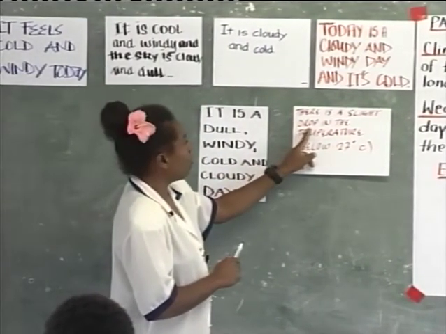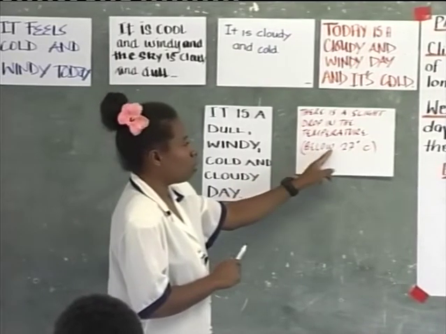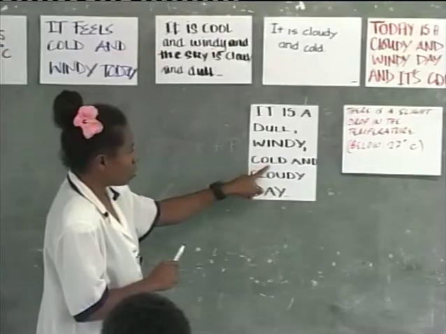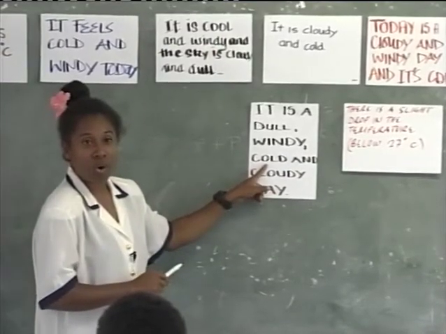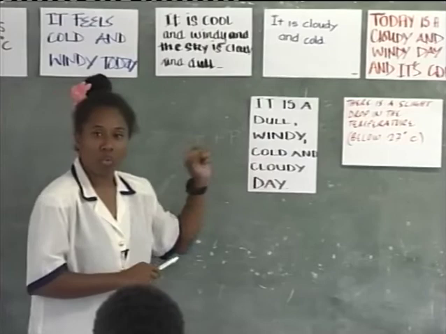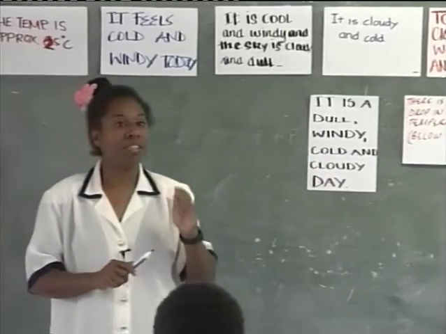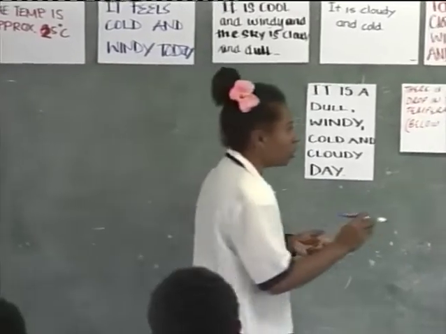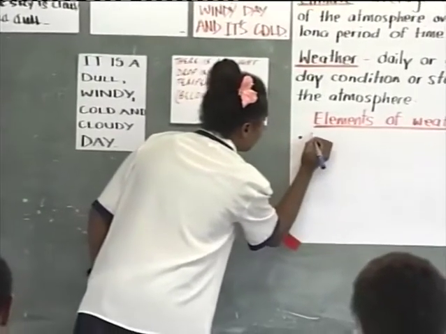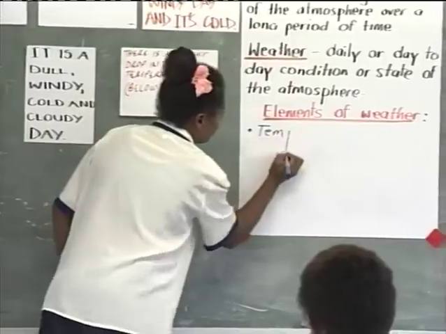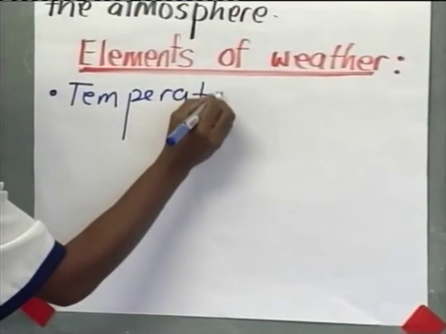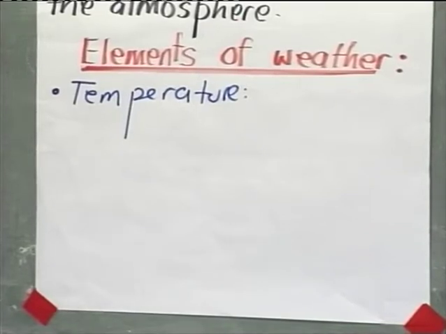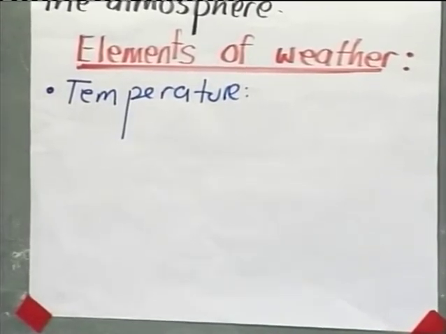Here, this group talks about a slight drop in the temperature below 27 degrees Celsius. And then this particular group here talks about cold. So the words cold, cool, hot, what do you think they are a description of in terms of elements of weather? Temperature, good. So the first element of weather then is temperature.